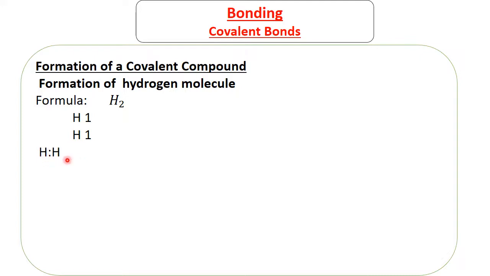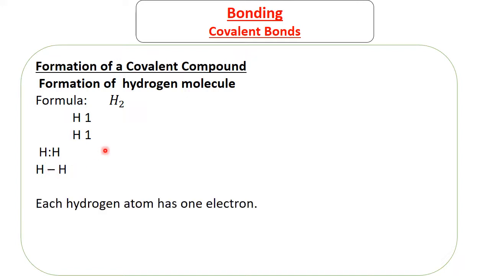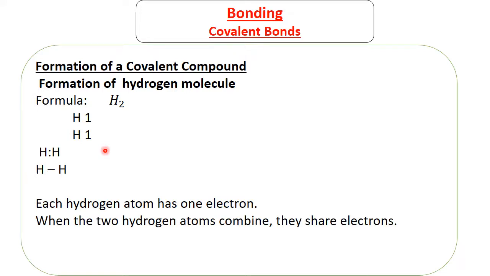they are stable. Usually, instead of showing electrons to show a bond, the 2 electrons are replaced by a single line, which represents a covalent bond. So this is a covalent bond. Whenever you see this in chemistry, just know that it is a covalent bond. So in summary, each hydrogen atom has one electron. When the two hydrogen atoms combine, they share electrons.